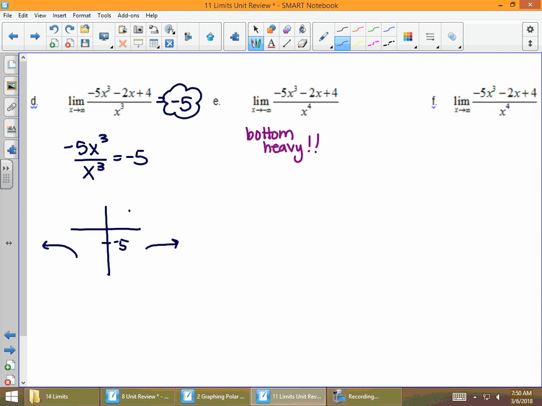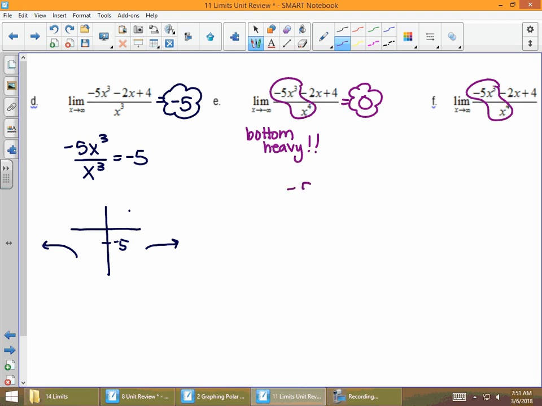And you guys know, if we have a bottom-heavy fraction, our horizontal asymptote is y equals 0. So instead of 5, we have y equals 0. That's because the bottom of our fraction is growing faster than the top by a lot. So our fraction is going to get really, really small the closer we get to negative infinity and the closer we get to positive infinity. If writing out that end behavior model helps you, do it.